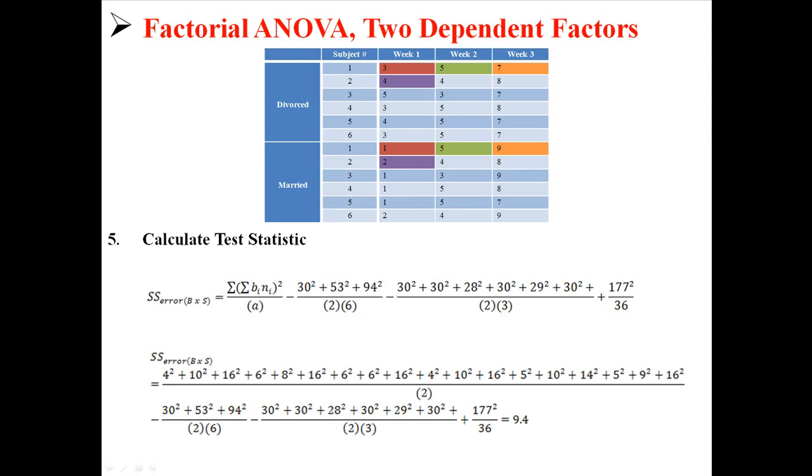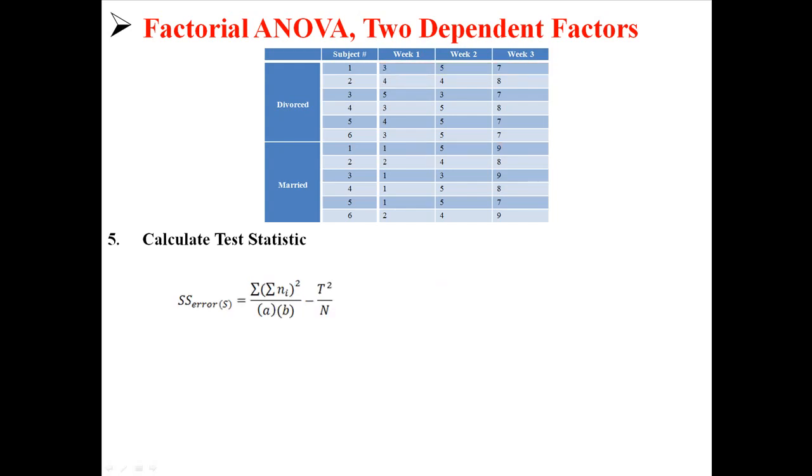You're going to take all of those sums, you have a ton of them, square them, add them together, and divide by A, which is 2. And after working through that whole mess, you get a sum of squares error B by S of 9.4.